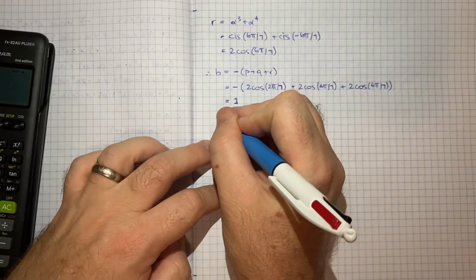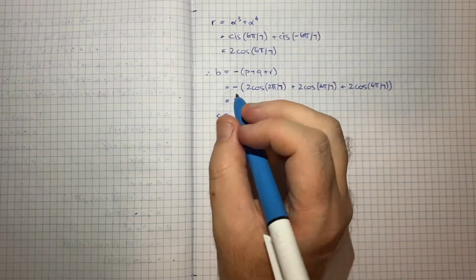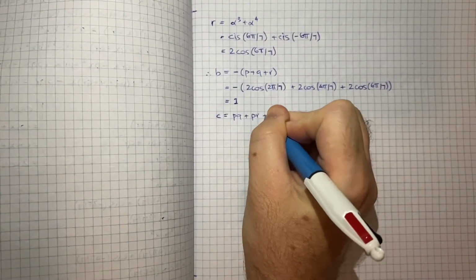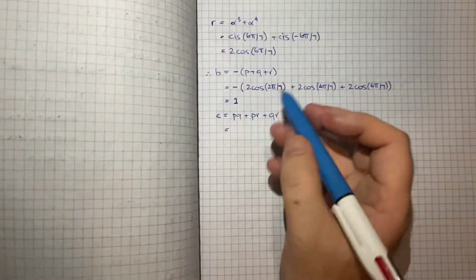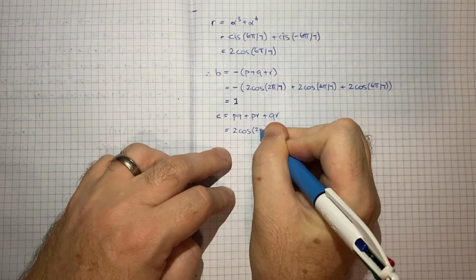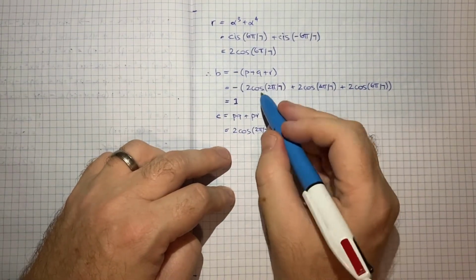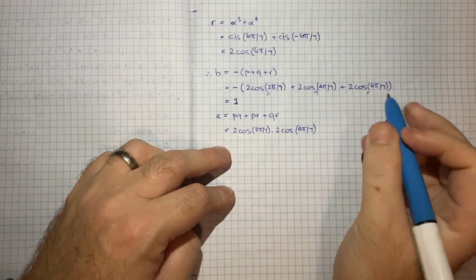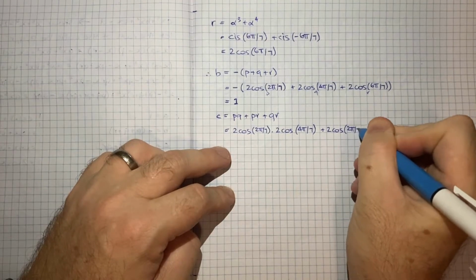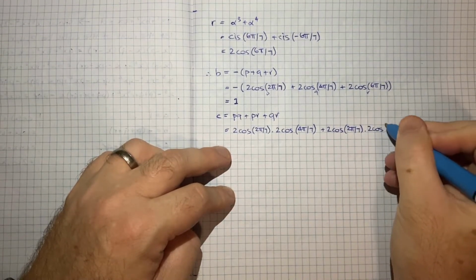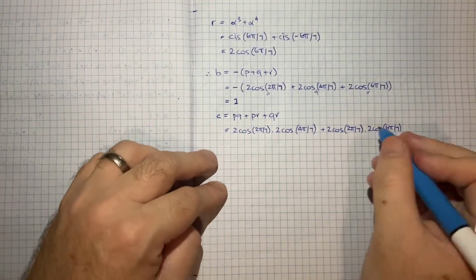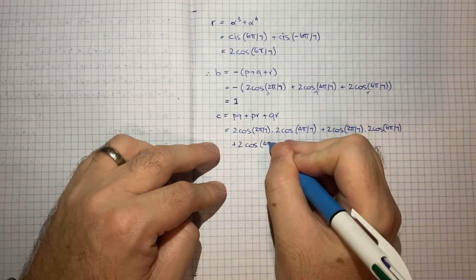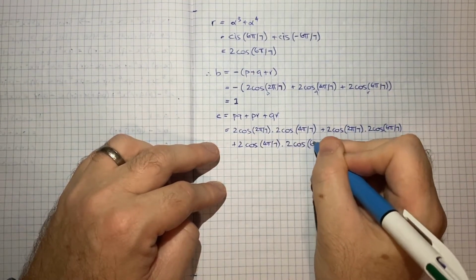Now we're going to do C, the coefficient C, and what did we work that out to be? So C is PQ plus PR plus QR, which is equal to P, 2 cos 2 pi on 7, times Q, 2 cos 4 pi on 7, plus P times R, 2 cos 2 pi on 7 times 2 cos 6 pi on 7, plus, what is this now, QR? 2 cos 4 pi on 7 times 2 cos 6 pi on 7.